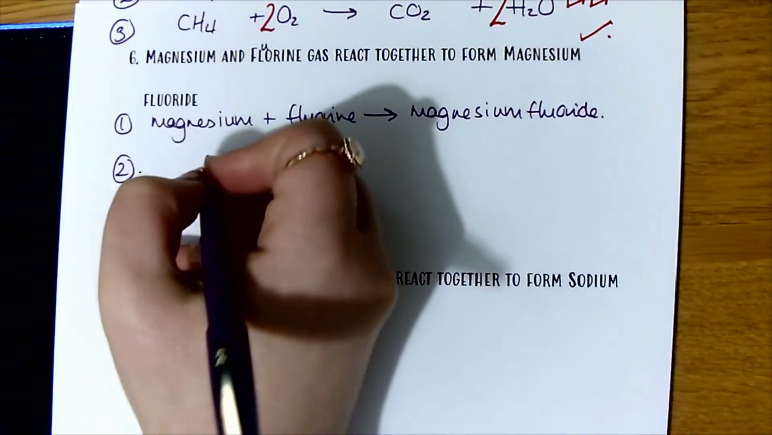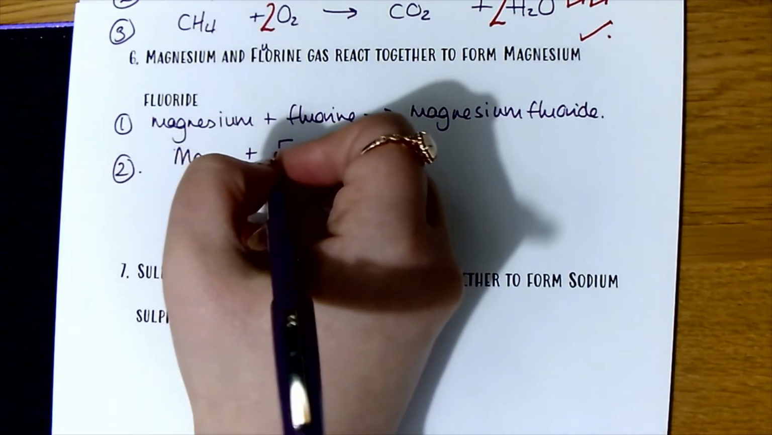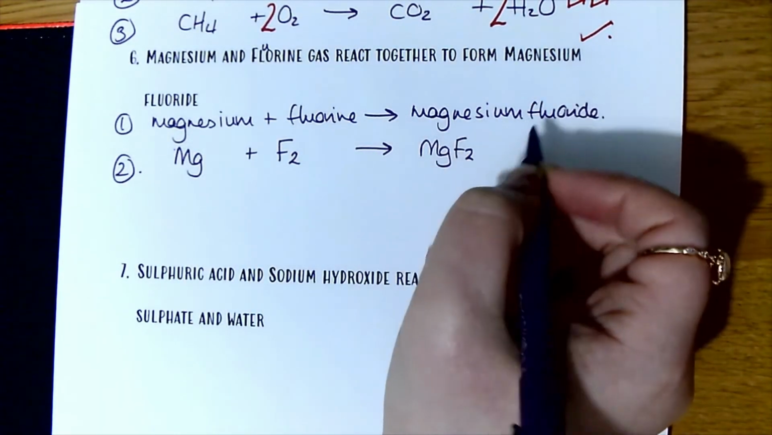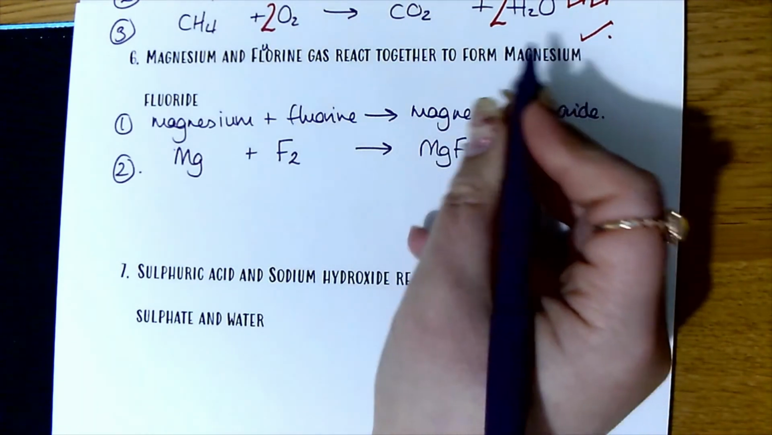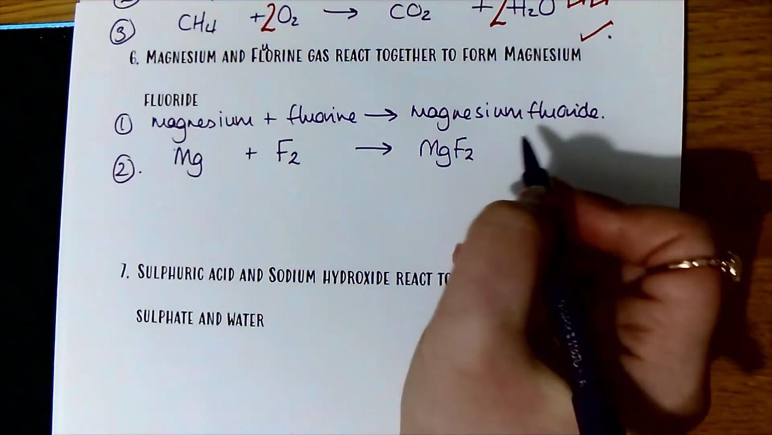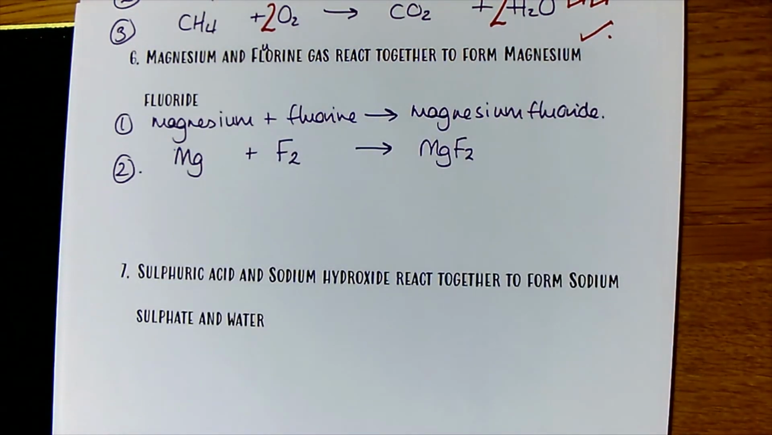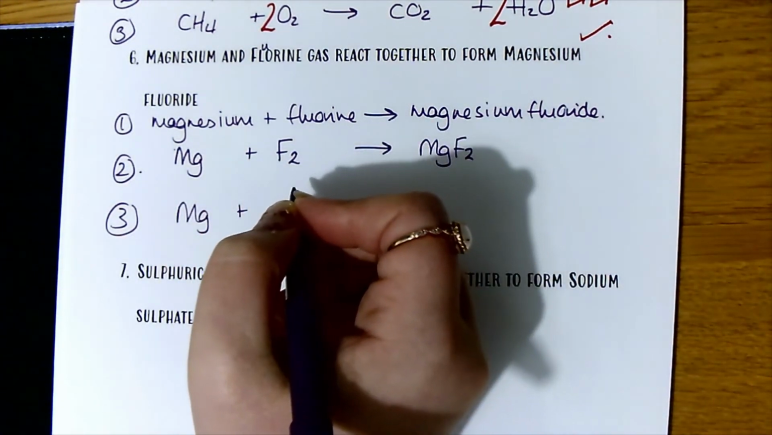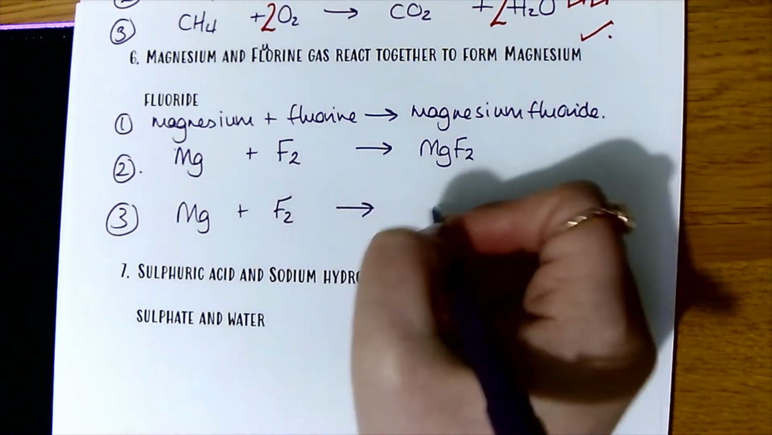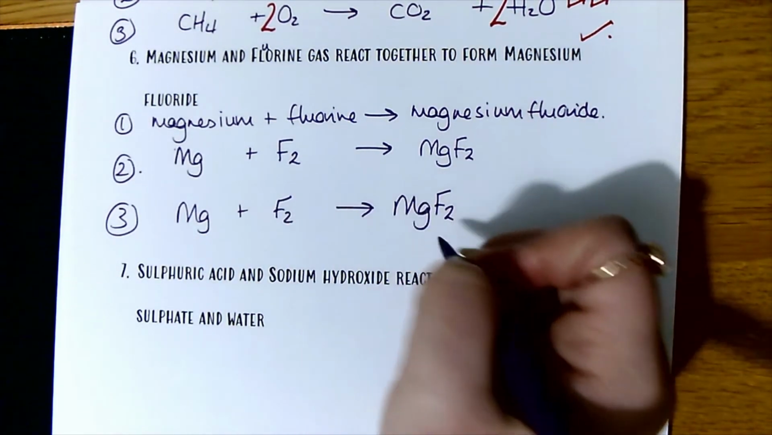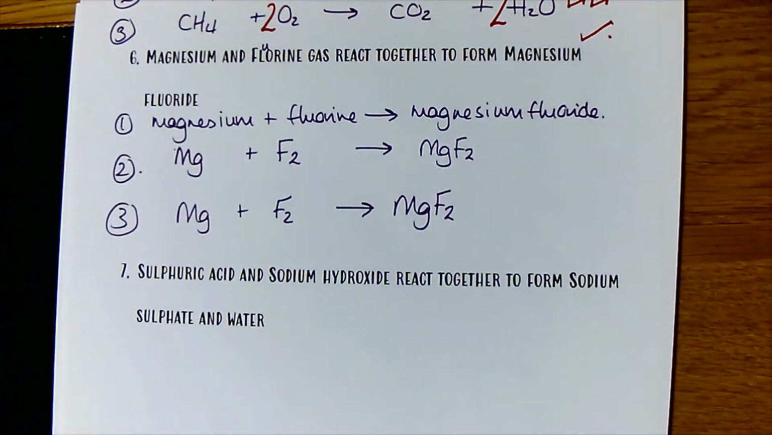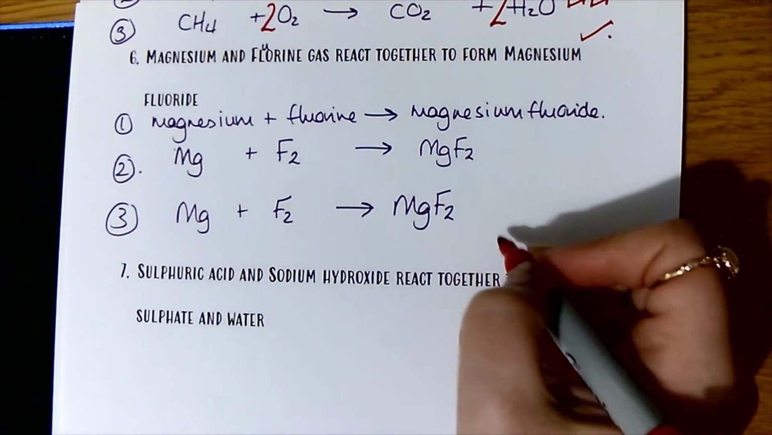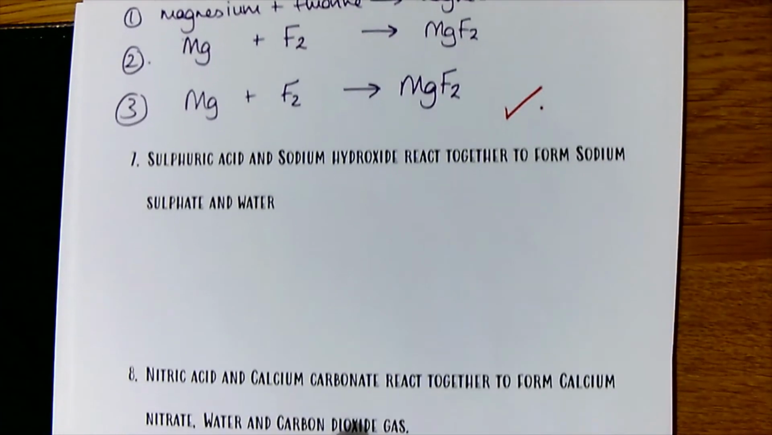Step 2, let's write a formula. Magnesium plus fluorine, fluorine's diatomic, gives you magnesium fluoride. You will need to use the valency rules, so using symbol, valency, swap, divide, formula to work out the correct formula here. Step 3, copy down step 2 and then do your left to right check. 1 magnesium, 2 fluorines, 2 fluorines. So this one's balanced. It's a nice easy one for you guys.